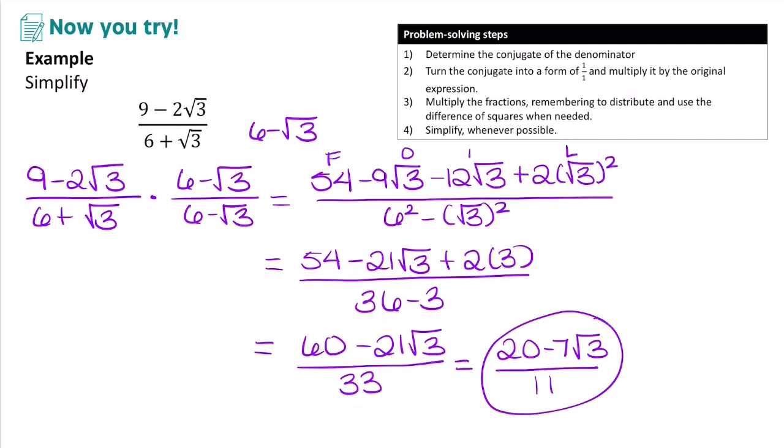So I did an extra simplification step because notice that all of these terms are divisible by 3. So remember, when we're working with fractions, we can simplify if we have something that's divisible by everything. So we can divide this by 3, and that becomes 20, divide this by 3, and that becomes 7, and divide by 3, and here we have 11. That's how I ended up with 20 minus 7 square root of 3 over 11.